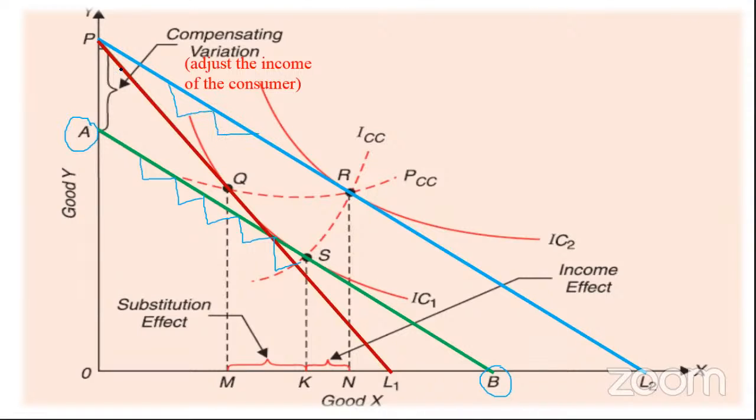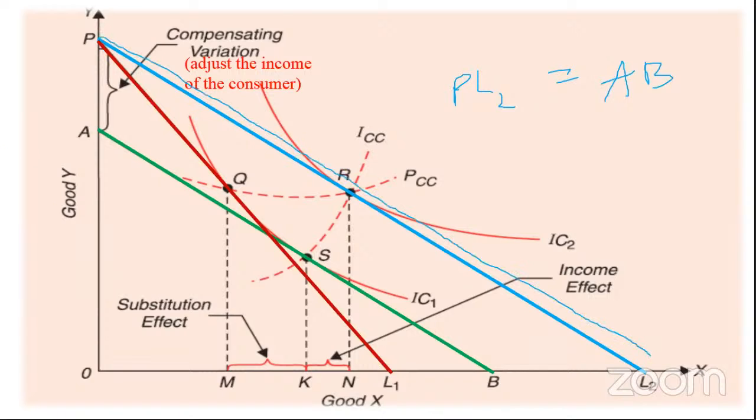Remember, the slope of the budget line PL2 is also equal to the slope of the AB. Why? Because the slope of the PL2 is the same as the AB. To draw the same line, the price ratio of the PL2 is equal to the price ratio of the AB line, to keep the prices the same. It represents that the price remains the same.